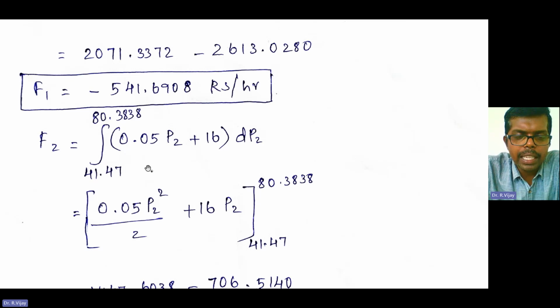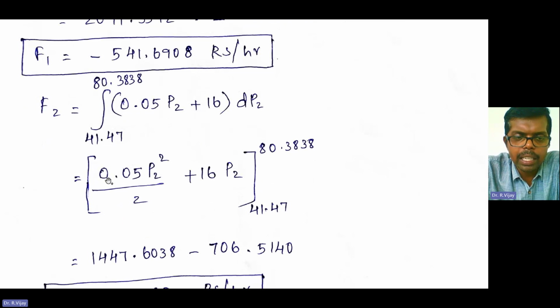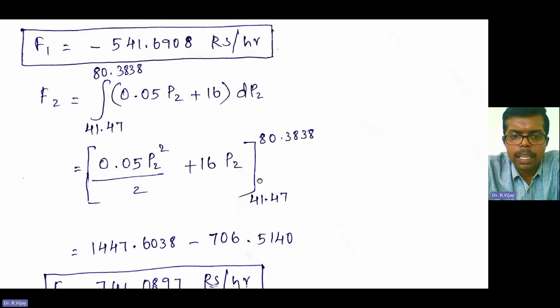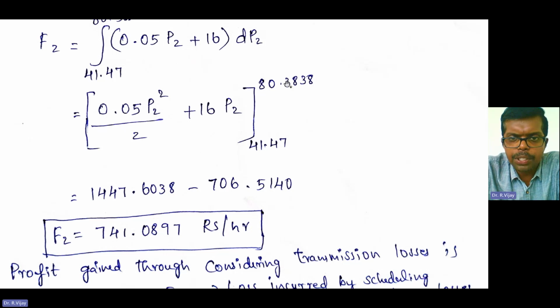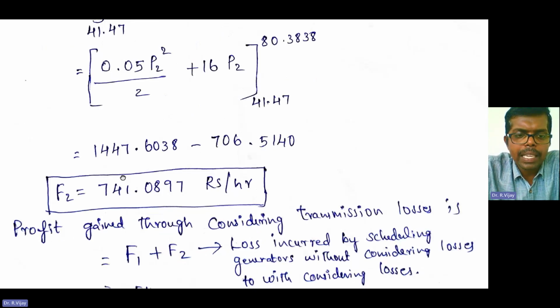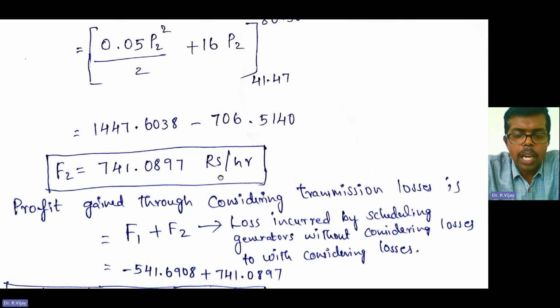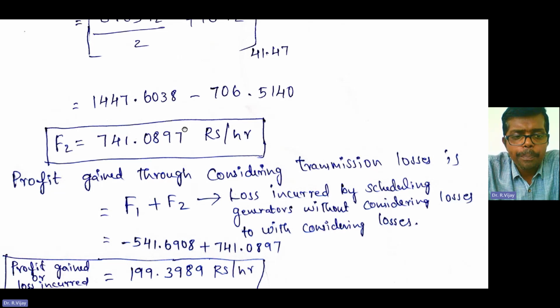So here we are integrating. While integrating, we take this as 0.05 P2 squared divided by 2 plus 16 P2. Here we take the lower value and upper value, substitute the upper value and subtract the lower value. We are getting the answer here, fuel cost F2, as 741.0897 rupees per hour. Now they asked what is the loss incurred.